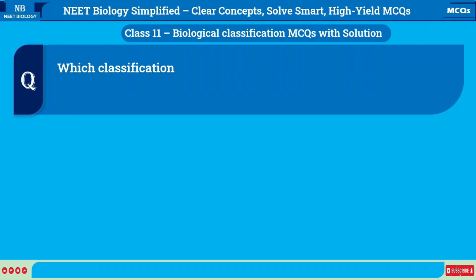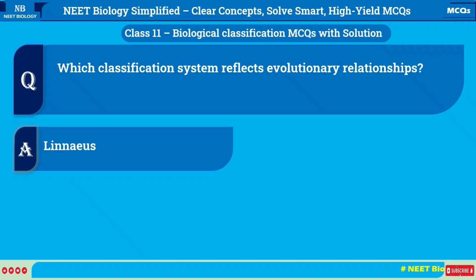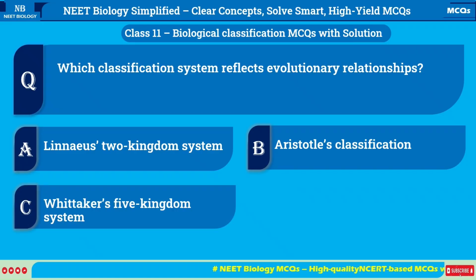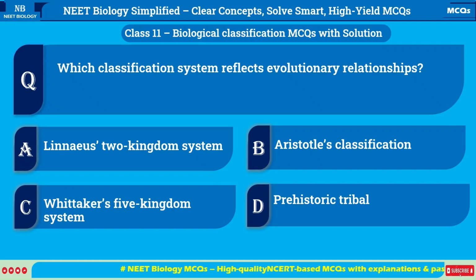Which classification system reflects evolutionary relationships? A. Linnaeus two-kingdom system. B. Aristotle's classification. C. Whittaker's 5-kingdom system. D. Prehistoric tribal classification.